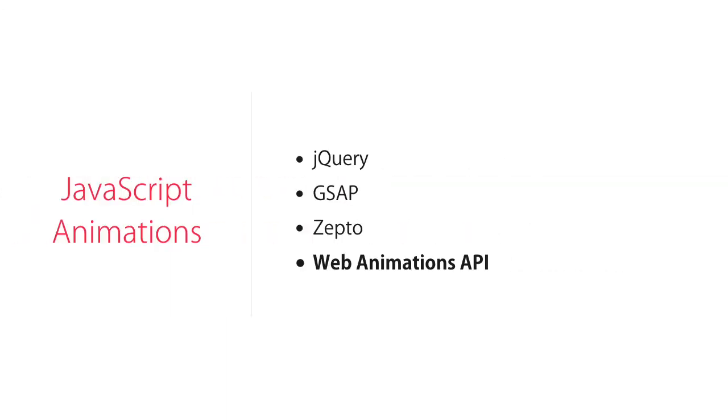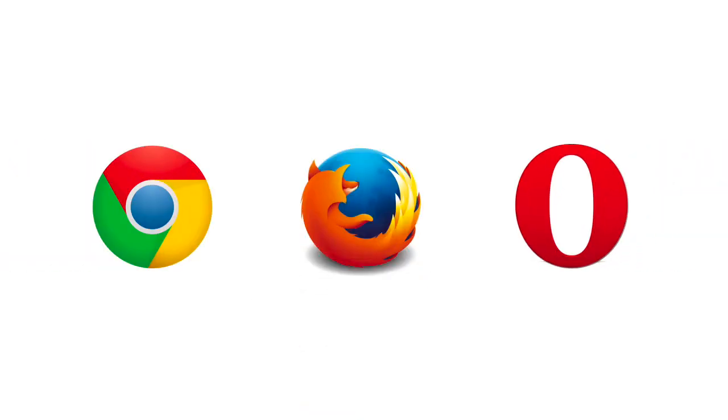Now, in terms of the implementation, there are various libraries out there that give you an API for implementing animations in JavaScript. I personally have used jQuery before, but there are many other libraries out there. But the recommended approach is to use the Web Animations API, which is basically a specification for animating DOM elements, and is currently supported natively in Chrome, Firefox, and Opera.